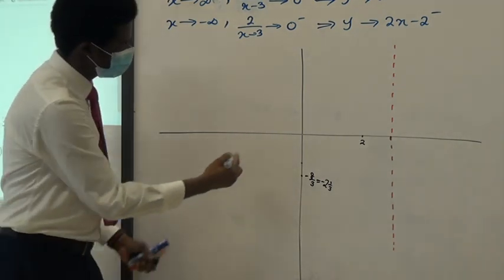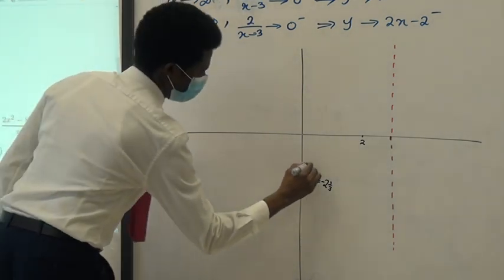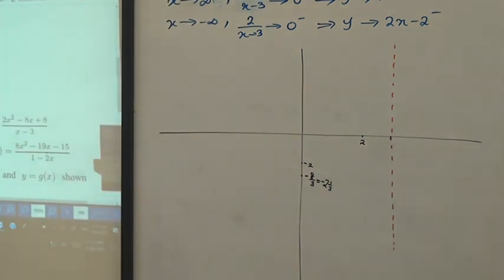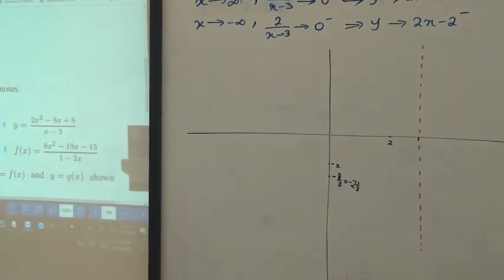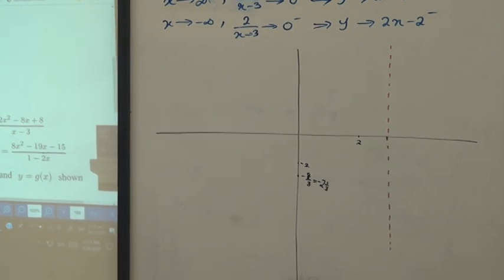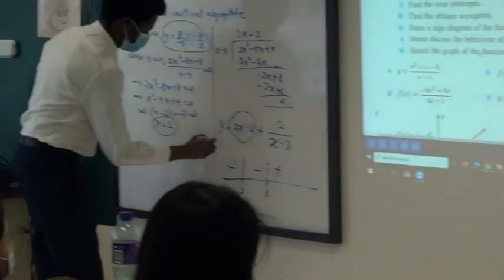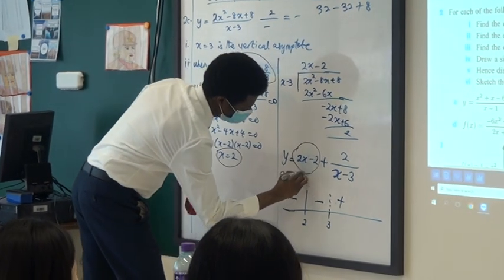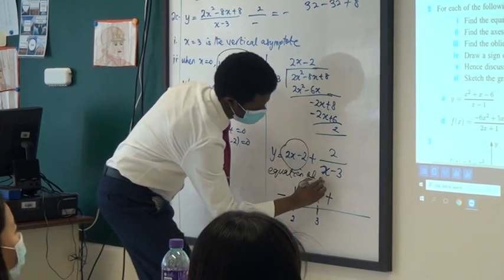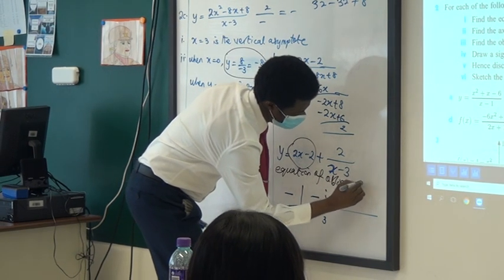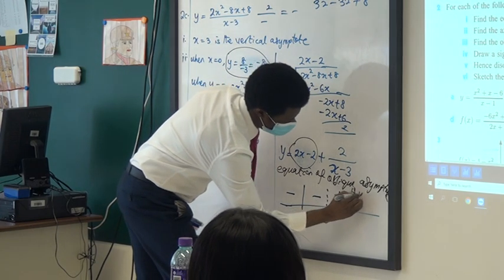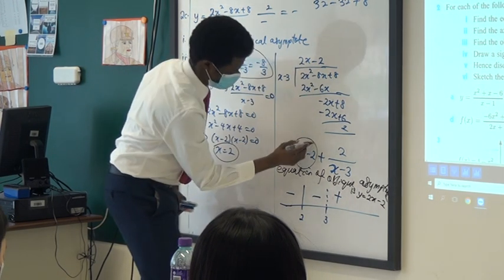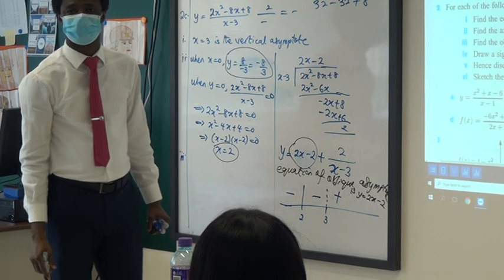Understood? Now, why is this negative 2 important? This is the equation of the oblique asymptote. We didn't even do that. Which one is this? That's 4. So 3 is here. So we should have written that equation of the oblique asymptote, which is what? y equals 2x minus 2, which is this part. Does that make sense?